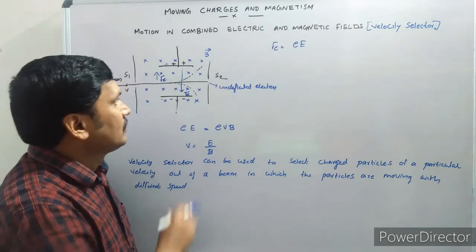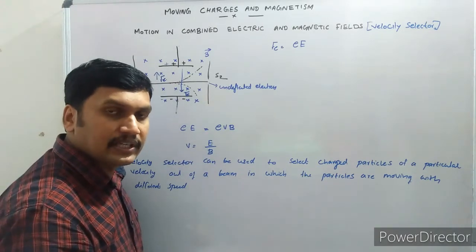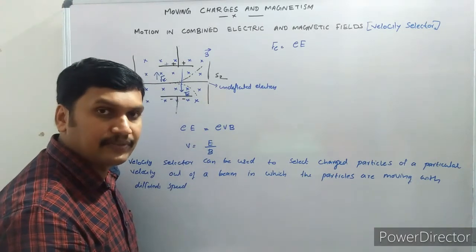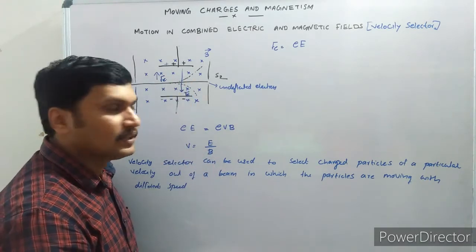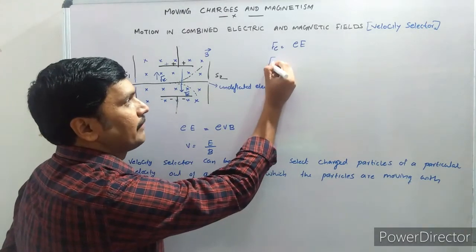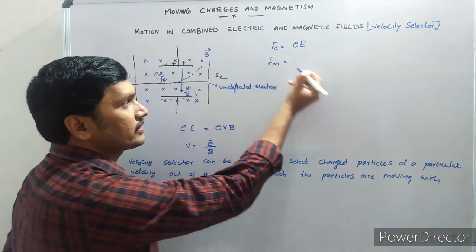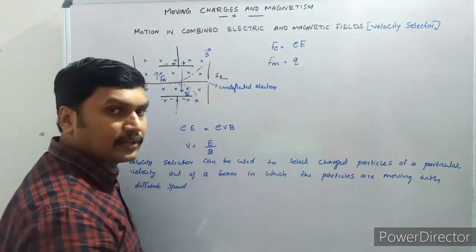Now the charge is moving through the magnetic field also. Simultaneously, the charge is moving through a magnetic field because this is a combined electric and magnetic field. Once the charge is moving through a magnetic field, it experiences a magnetic force. What is the magnetic force? Fm is equal to Q into V cross B.